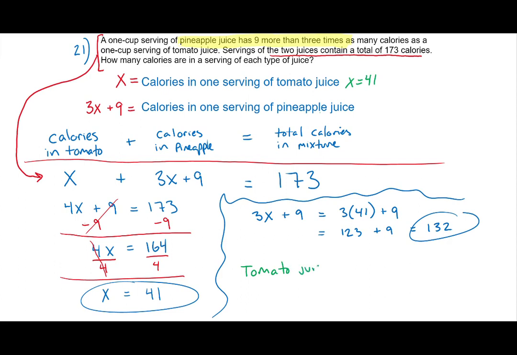Tomato juice contains 41 calories, and pineapple juice contains 132 calories per serving. So what I've just written in green, that is the final answer to the problem.